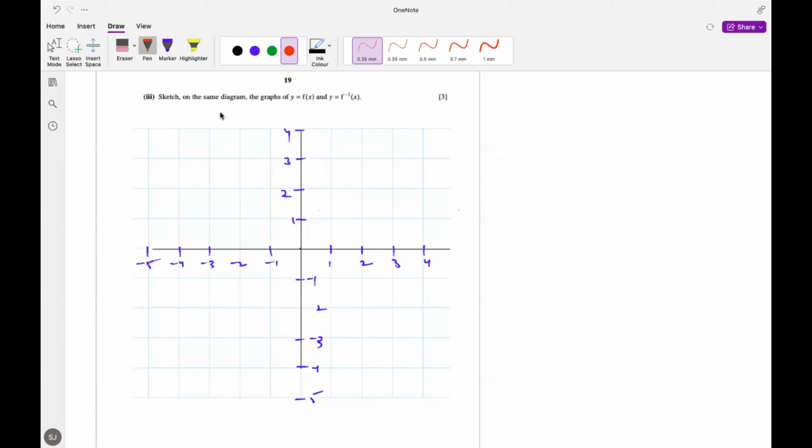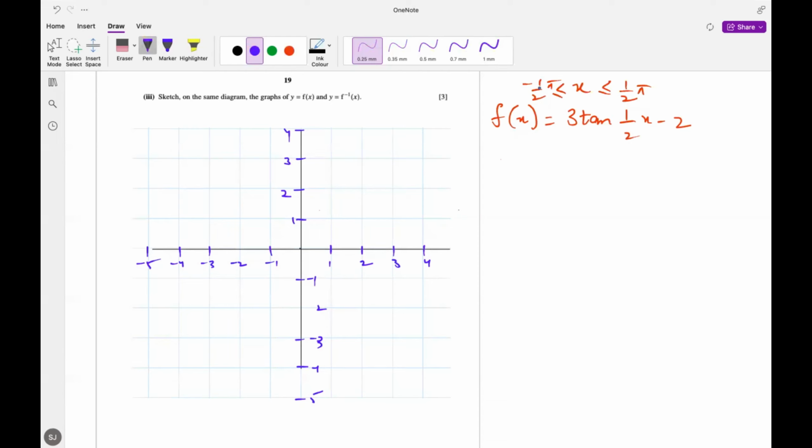In part 3, we have to sketch on the same diagram the graphs of y equals f of x and y equals f inverse of x. We know that f of x is 3 tan of half x minus 2, and the values of x are from minus 1 upon 2 pi till positive 1 upon 2 pi. Now, a simple way of sketching any trigonometric graph is to simply substitute the values of x, then find the values of y and plot them on the graph.